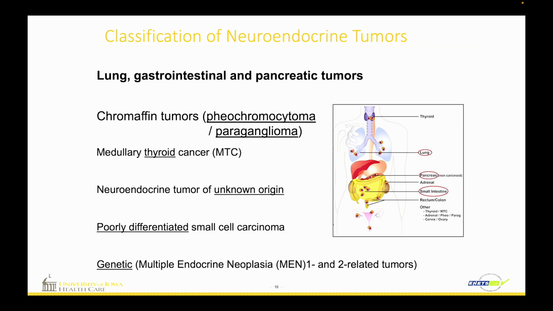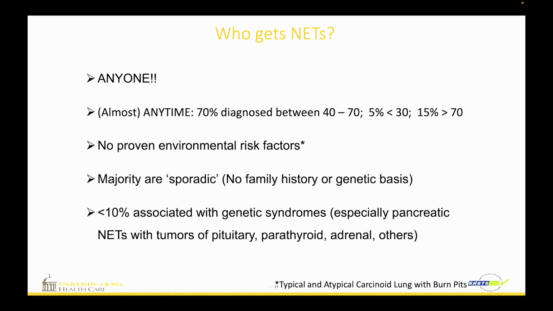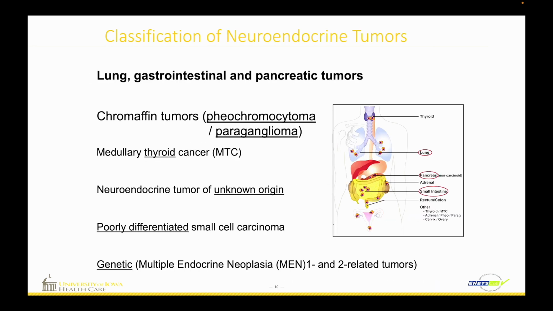Neuroendocrine tumors are basically a family of tumors, and this can be confusing as well, because in a family you have brothers and sisters, you have aunts and uncles, you have cousins, etc. Well, the brothers and sisters are the lung, gastrointestinal, and pancreatic tumors. There are a lot of similarities between those tumors, and that's mostly what we're talking about today.